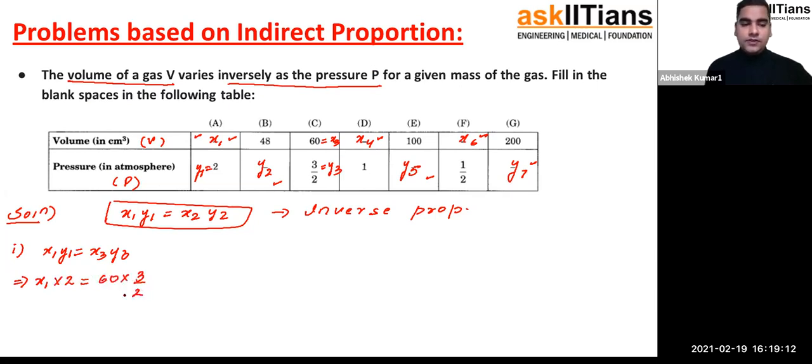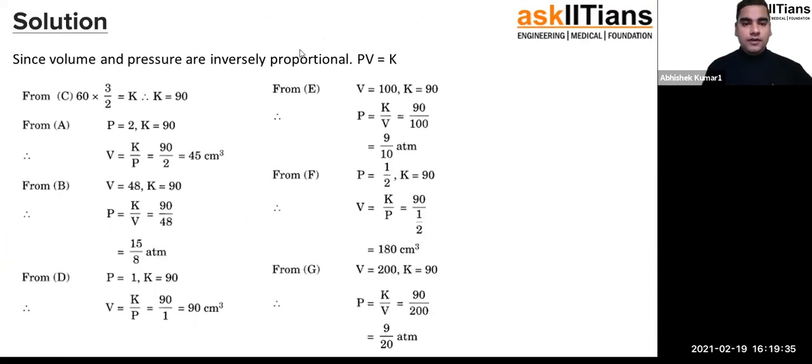Correct? So this 2 will cancel with 30, 15 times. So what is the value of x1 we are going to get? x1 is equal to 3 into 15. So that means x1 has to be equal to 45. Understood? That means x1 must be equal to 45 for this situation to be true. You can check whether it is 45 or not from here. You have 45 as the value.